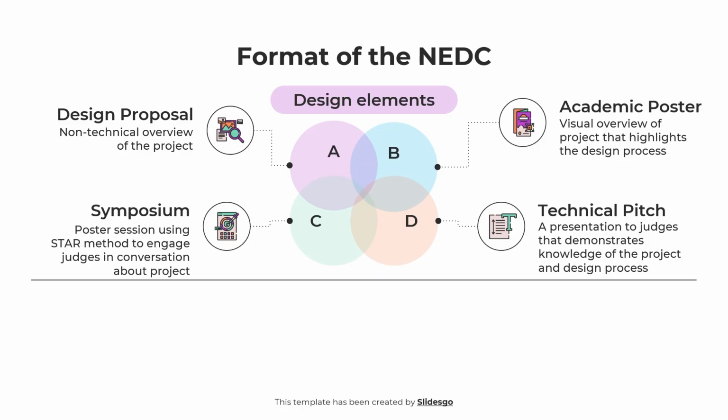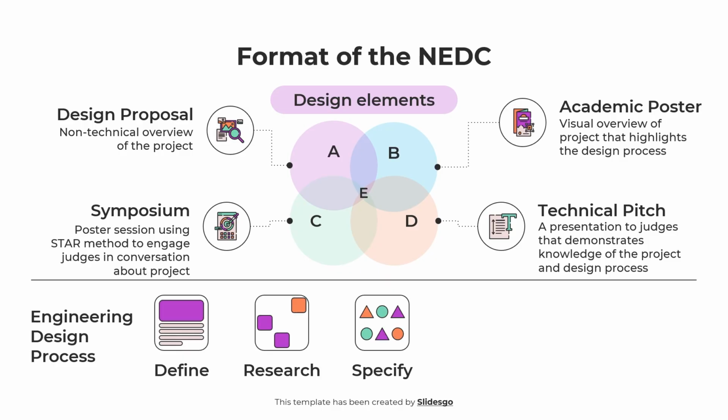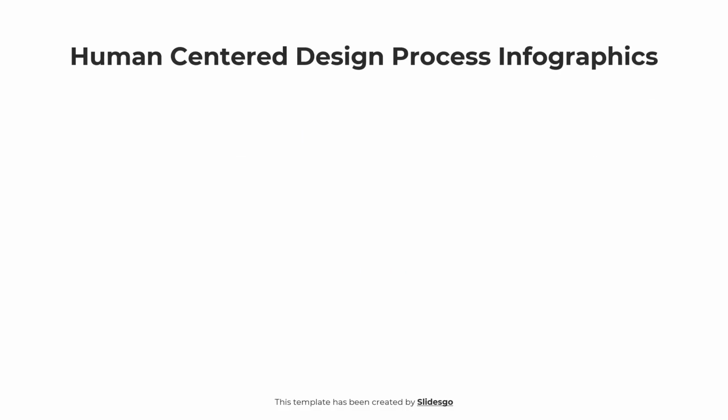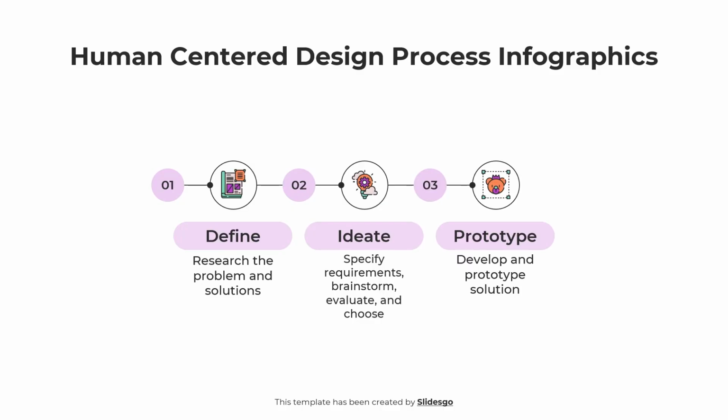Now, at the heart of every single one of these design elements is your idea, which is taken through the engineering design process as you define your challenge, research your solution, specify your requirements, evaluate your design choices, develop a prototype solution, and ultimately test it. For the purpose of this workshop, we'll be using the foundation of the engineering design process, but as you can see from the simplified version on the screen, the process moves through the steps of define, ideation, prototyping, and testing.